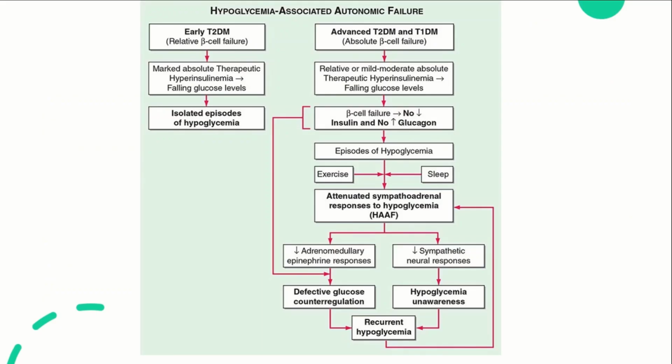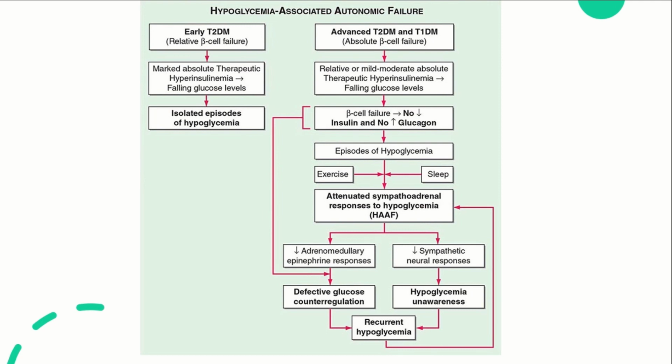Hypoglycemia-associated autonomic failure. In early type 2 diabetes mellitus, there is relative beta cell failure. In the early phase of uncontrolled type 2 diabetes mellitus, insulin therapy is given for a short period of time. During therapy, marked absolute hyperinsulinemia might occur, which leads to a fall in glucose levels and thus an isolated episode of hypoglycemia. However, in advanced type 2 diabetes and type 1 diabetes, there is absolute beta cell failure, thus insulin is the mainstay of treatment.